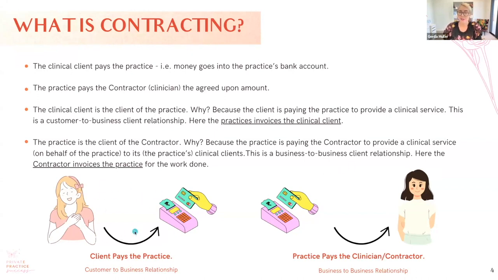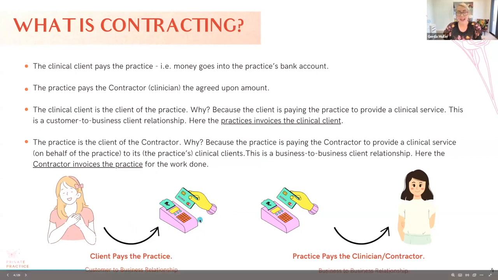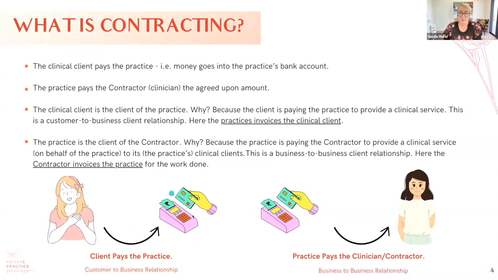So I've got some visuals down here as well, because it can get a bit confusing. So this is our clinical client coming in, and this is our, we don't even have an EFTPOS machine in my practice anymore, but you get the gist of it. The image is representing the business with our little EFTPOS machine. The client pays the business. So that is a customer to business relationship. And therefore, the practice is invoicing the clinical client. We give them a receipt once they've paid, right?